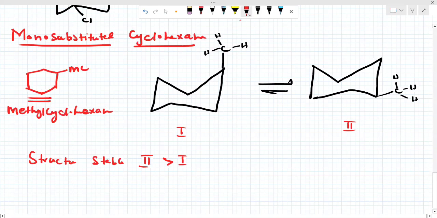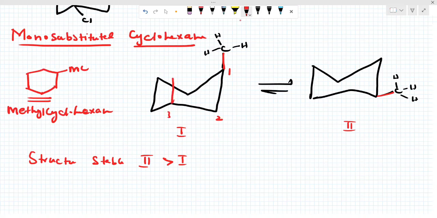See, in this first structure, what is the position of the methyl group? Axial or equatorial? This is the axial bond, and this is the equatorial bond. Listen, in structure 1, this is carbon 1, this is 2, this is 3, and they have hydrogen atoms. Here, hydrogen axial. You got the point? Similarly, this is 1, 2, 3. This is the axial bond.